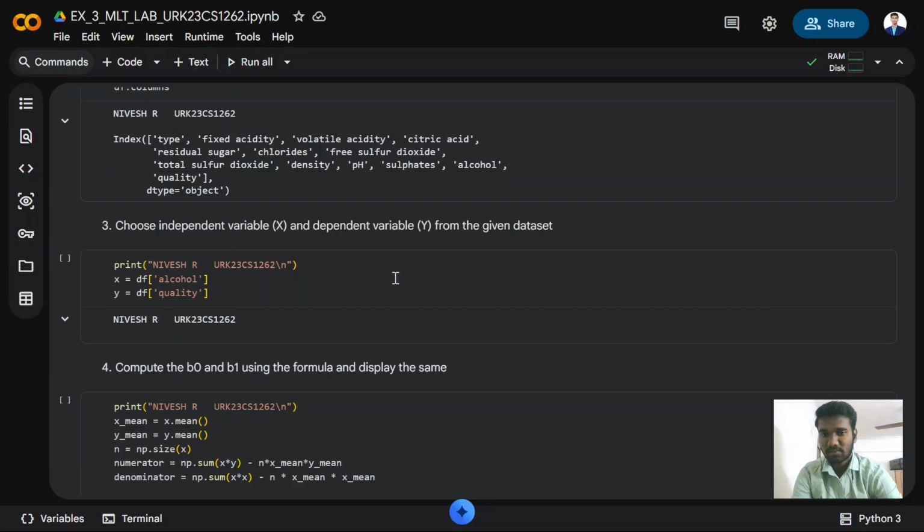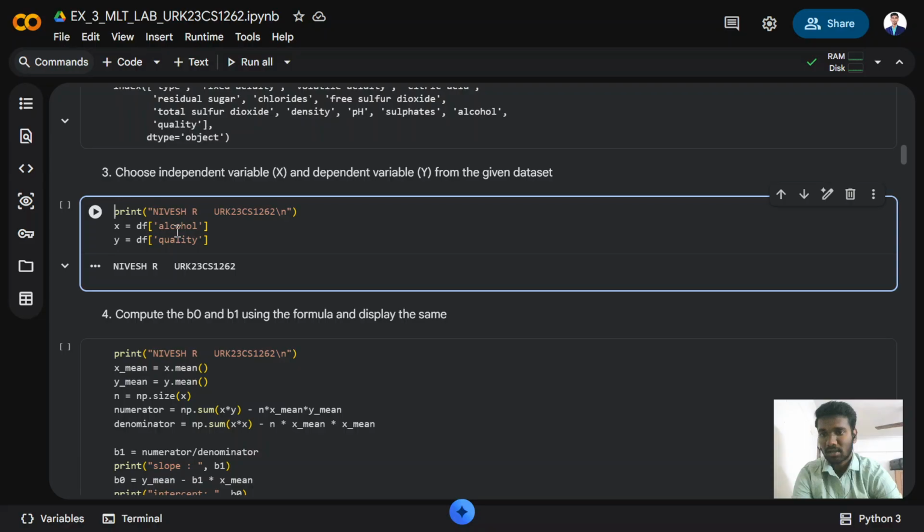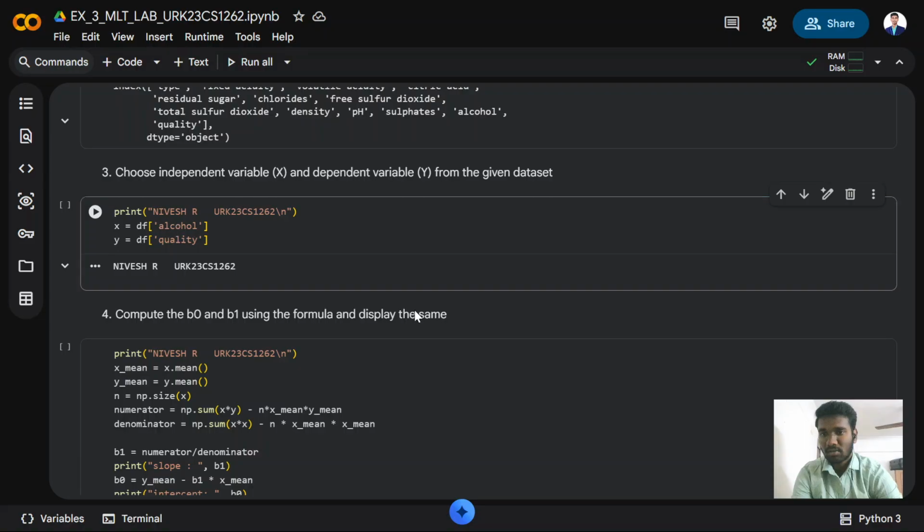Third question is choose independent, dependent variable. X is independent, Y is dependent. So X we took as alcohol and Y we took as quality.